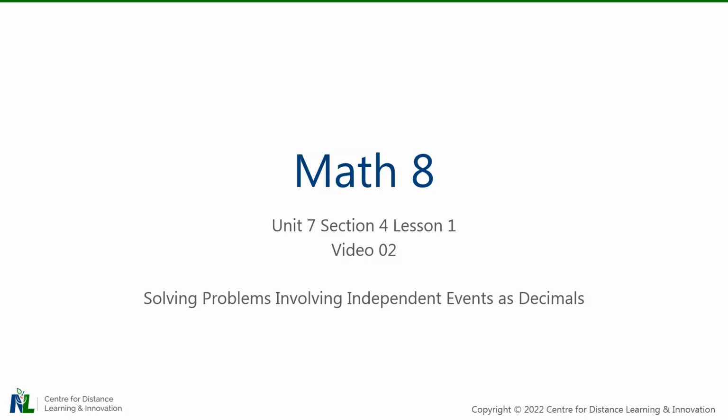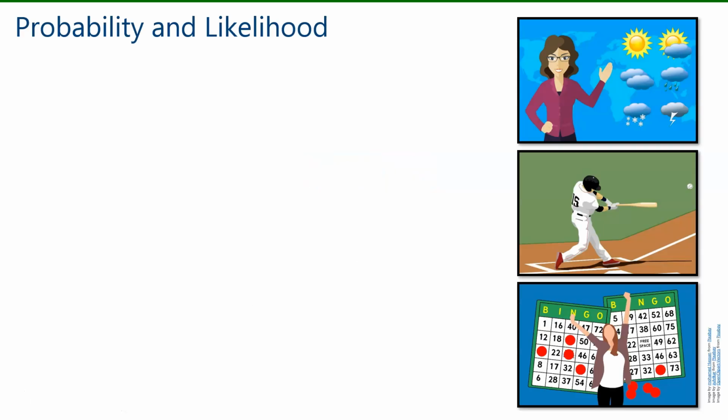This is Ms. Clemens-Brenton, and in this video we will solve problems involving independent events, but when the probability is written as decimals. Making judgment calls to schedule vacations based on the weather, to players and coaches selecting the best strategies for sports games, are examples of daily decisions based on probability.